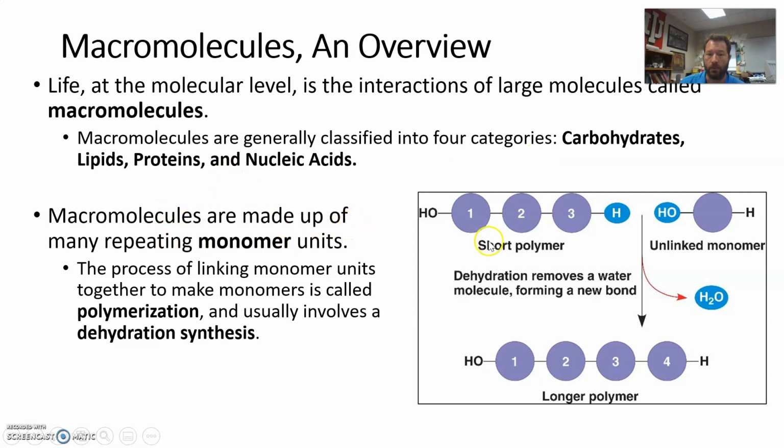Macromolecules are made up of these repeating units that we call monomers. So we see here we have monomer 1, monomer 2, monomer 3, and we're adding a fourth monomer. And that process, what we're looking at here, is called polymerization. We're making a polymer. For all four of our macromolecules, that's going to occur through what we call a dehydration synthesis. Why do we call it a dehydration synthesis?